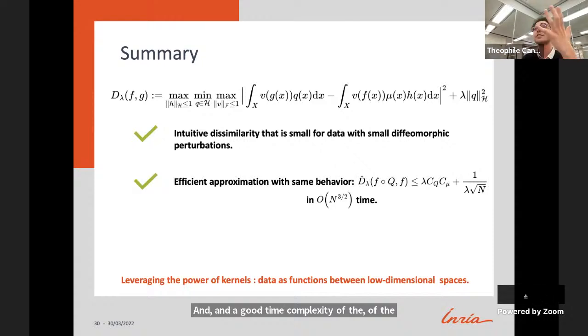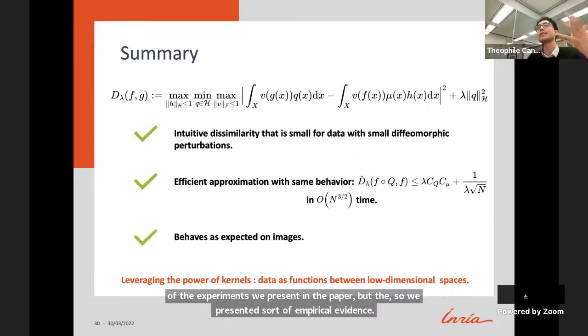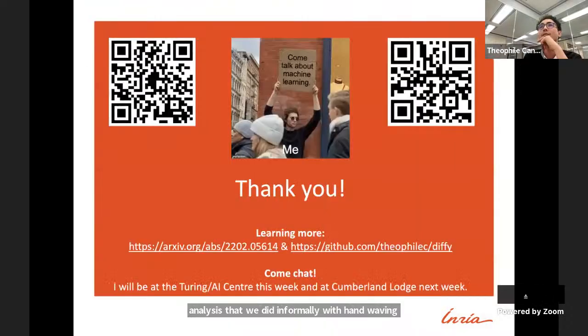And so this is thanks to good use of kernels. And finally, the third point is that it behaves as expected on images, as you can see. So I showed you a small subset of the experiments we present in the paper. We presented empirical evidence, theoretical evidence, and then some practical examples where we show what regions the algorithm finds, which show that the intuition we had does go through the analysis that we did informally with hand waving at the beginning of the presentation.